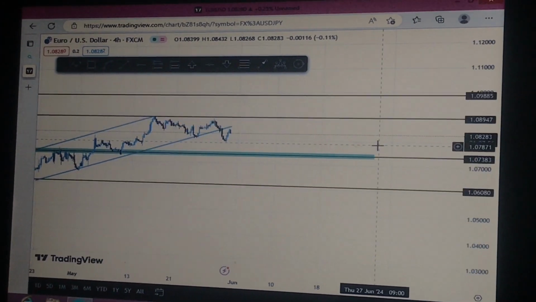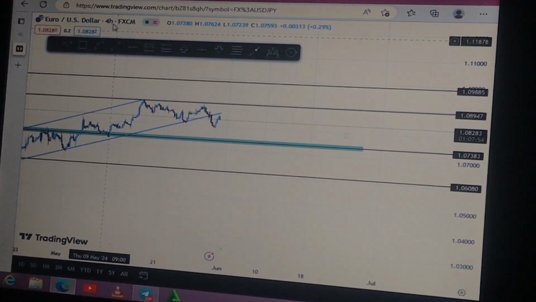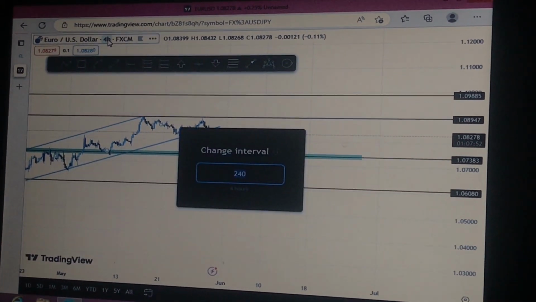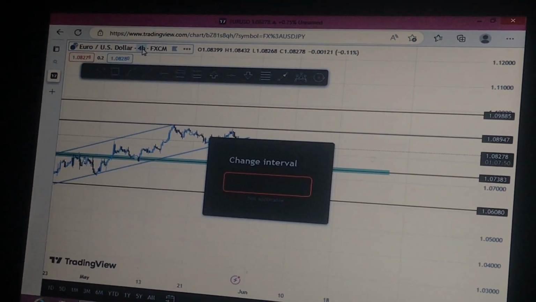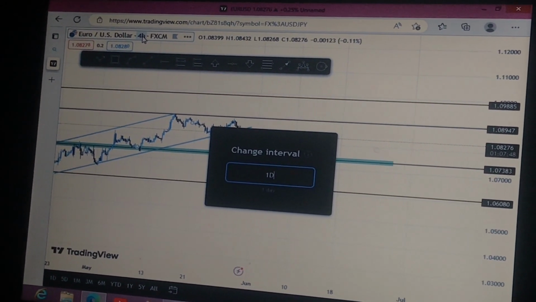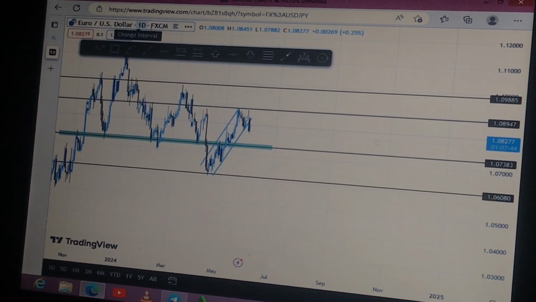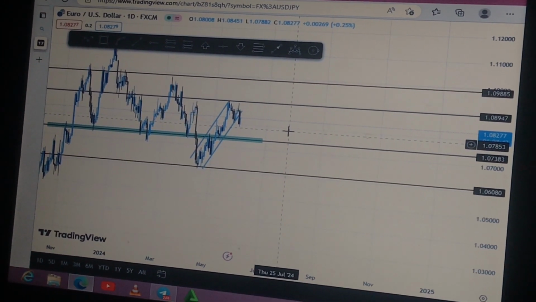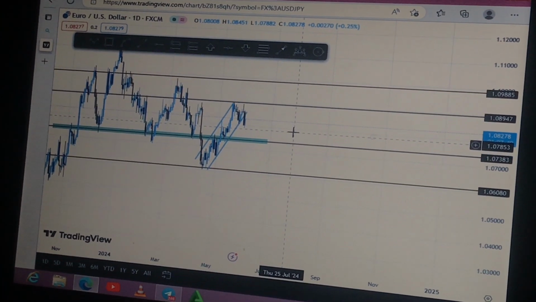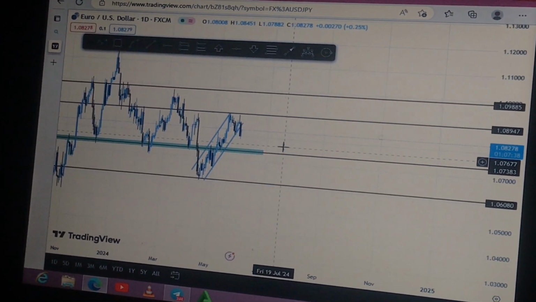Okay, so what I saw on our daily time frame is a double top pattern. Let me show you. And do you know what a double top pattern is? A double top pattern indicates a bearish reversal, so from an uptrend to a downtrend.